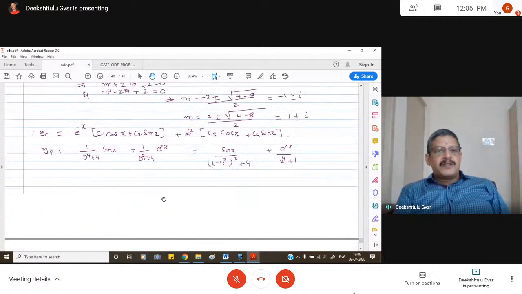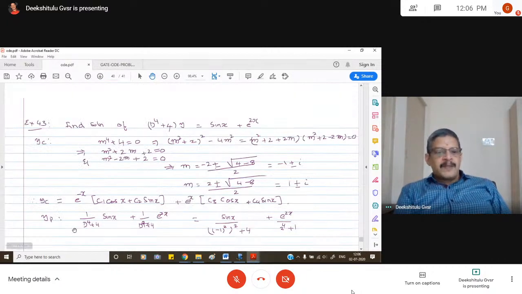So your complementary function becomes e power minus x into c1 cos x plus c2 sin x plus e power x into c3 cos x plus c4 sin x. The general solution becomes that plus sin x by 3 plus e power 2x by 17. This is the solution.